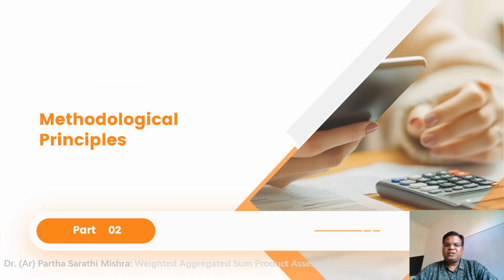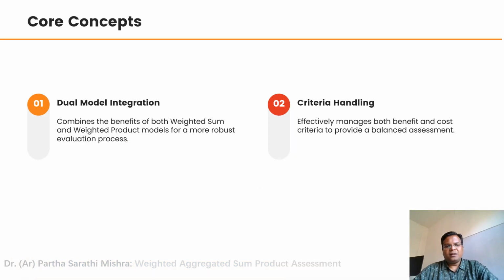Next is the methodological principles. First step is the core concepts, that is divided into two parts. One is the dual model integration and second one is the criteria handling. What is the dual model? This dual model is nothing but both the weighted sum and weighted product models for a more robust evaluation purpose. So they have used both the WSM and WPM methods for their robust evaluation process.